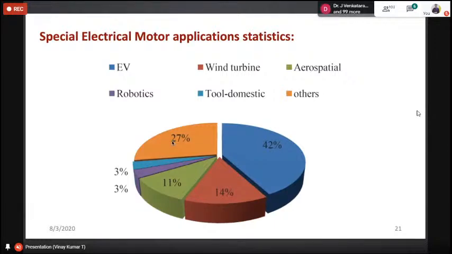Almost 42% of applications are special electric motors they're using in electric vehicles, right? After that, wind turbines. Especially in wind turbines, in earlier days they were using slip ring induction machines, right? Nowadays, slip ring induction motors are being replaced with permanent magnet synchronous drives. The advantage of the permanent magnet synchronous machine is you no need to supply the reactive component.